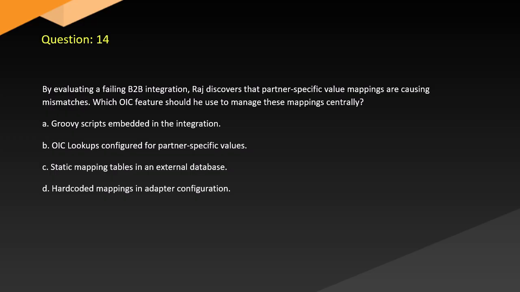Question 14. By evaluating a failing B2B integration, Raj discovers that partner-specific value mappings are causing mismatches. Which OAK feature should he use to manage these mappings centrally? A. Groovy scripts embedded in the integration. B. OAK lookups configured for partner-specific values. C. Static mapping tables in an external database. D. Hard-coded mappings in adapter configuration.